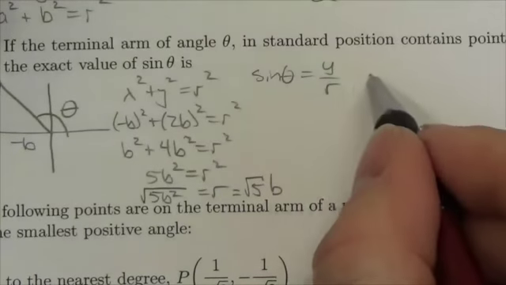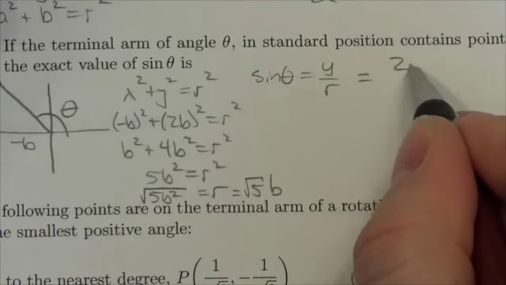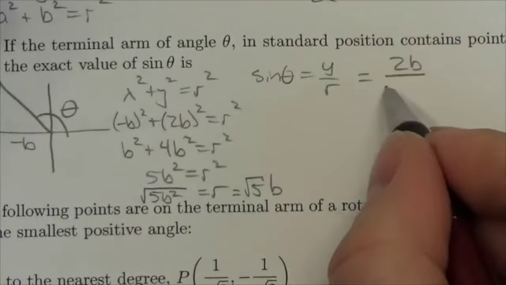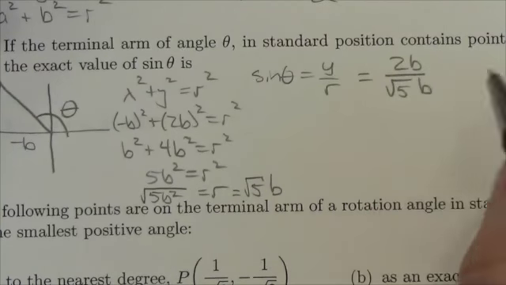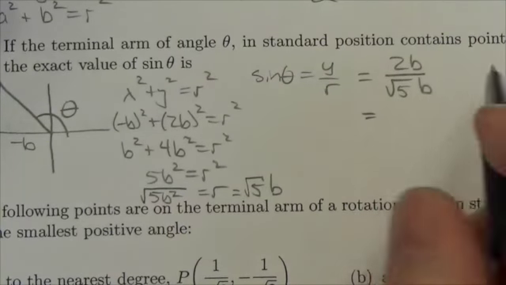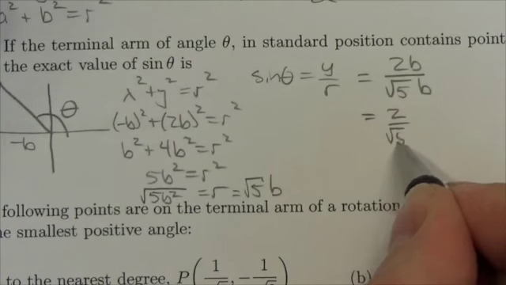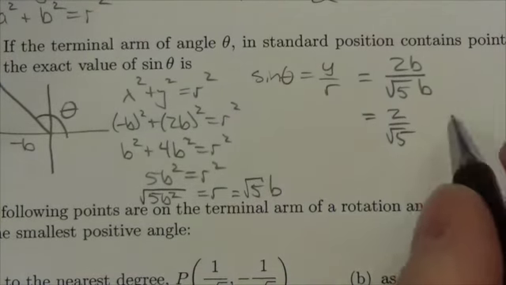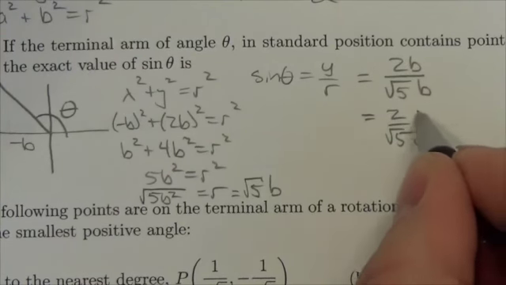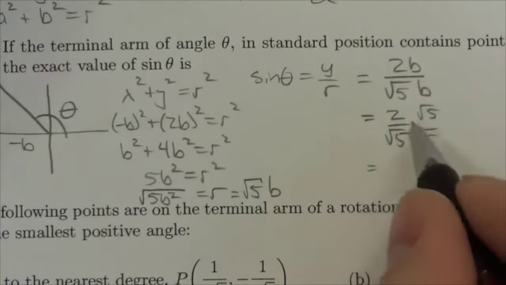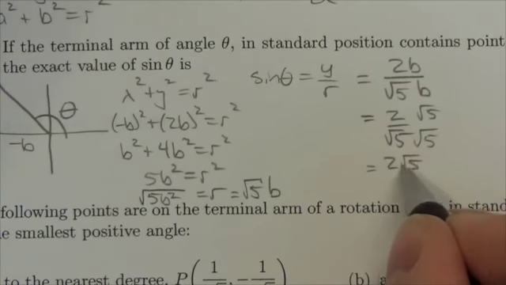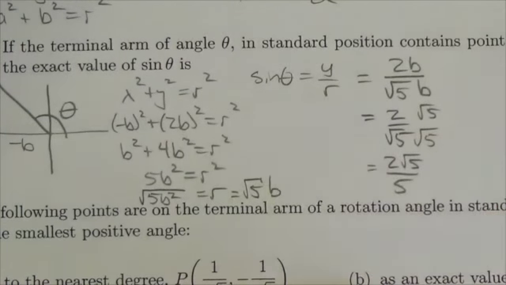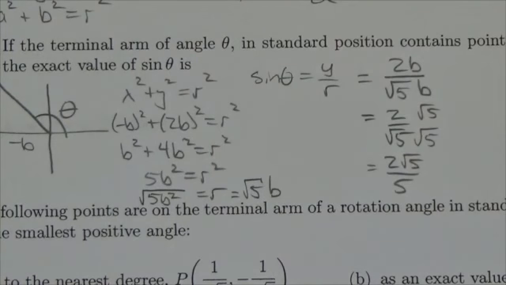Now, let's take a quick look here. Sine of theta is y over r. Well, the y coordinate in this case was 2b, and we've just discovered that r is root 5 b. Well, the b's will cancel. I'm left with 2 over root 5. That might actually be an acceptable answer. However, I suspect that you're probably going to get asked to rationalize this, in which case this becomes 2 root 5 over 5. And so that would be the sine of an angle that goes through a point that looks like that.